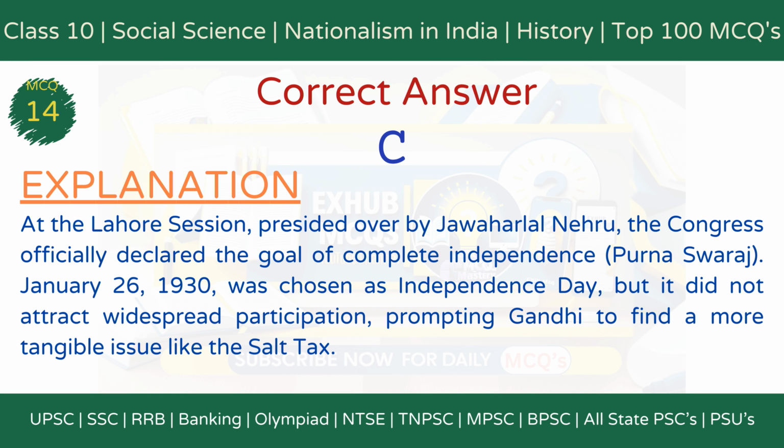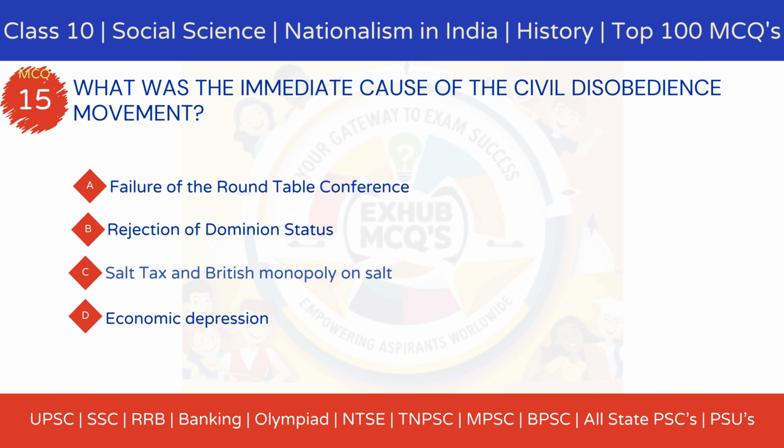Explanation: at the Lahore session, presided over by Jawaharlal Nehru, the Congress officially declared the goal of complete independence, Purna Swaraj. January 26, 1930, was chosen as Independence Day, but it did not attract widespread participation, prompting Gandhi to find a more tangible issue like the salt tax. MCQ 15. What was the immediate cause of the civil disobedience movement?